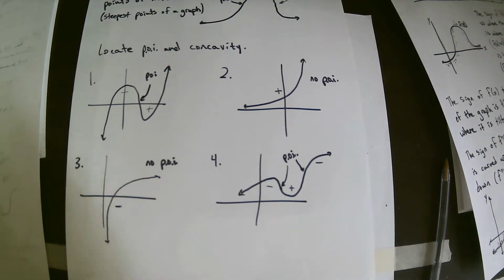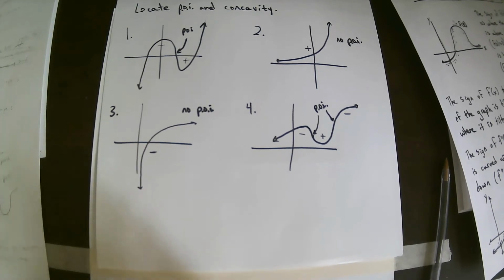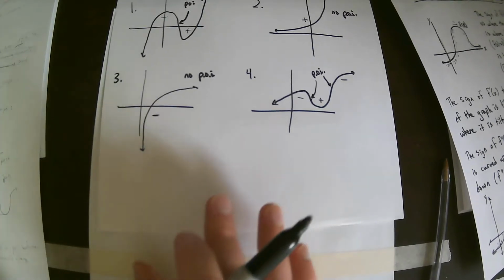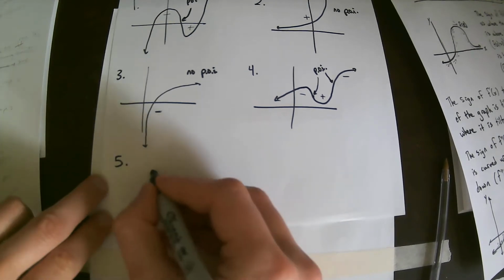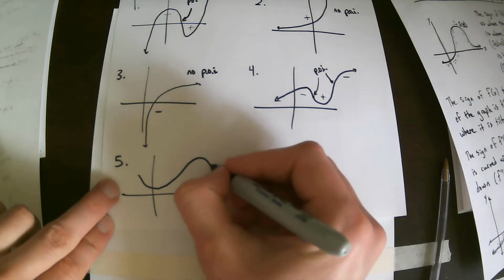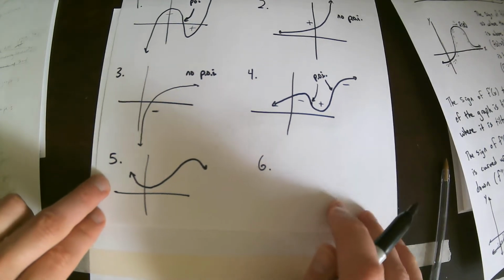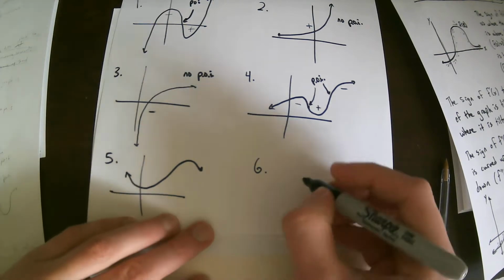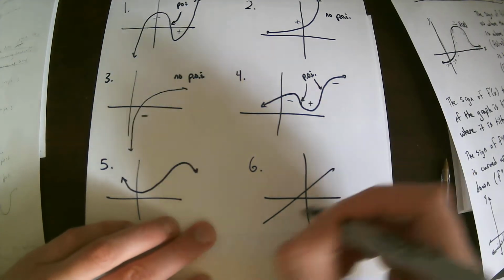Now, I can't be exact about where they are unless I have an actual function written down that I can manipulate algebraically. We're going to do that in a minute, but let's do a couple more graphs. Just a couple more. Let's say we have this kind of situation here, and then number 6. Oh yeah, that's an annoying example, just a straight line.